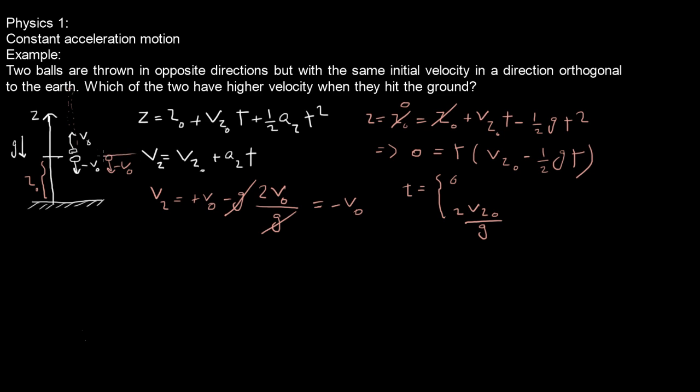Since these two particles at this position have the same initial velocity and also initial height, the speed at which they arrive at the surface of the ground is exactly the same. Therefore, the answer to this is both have the same velocity, so neither has higher velocity.